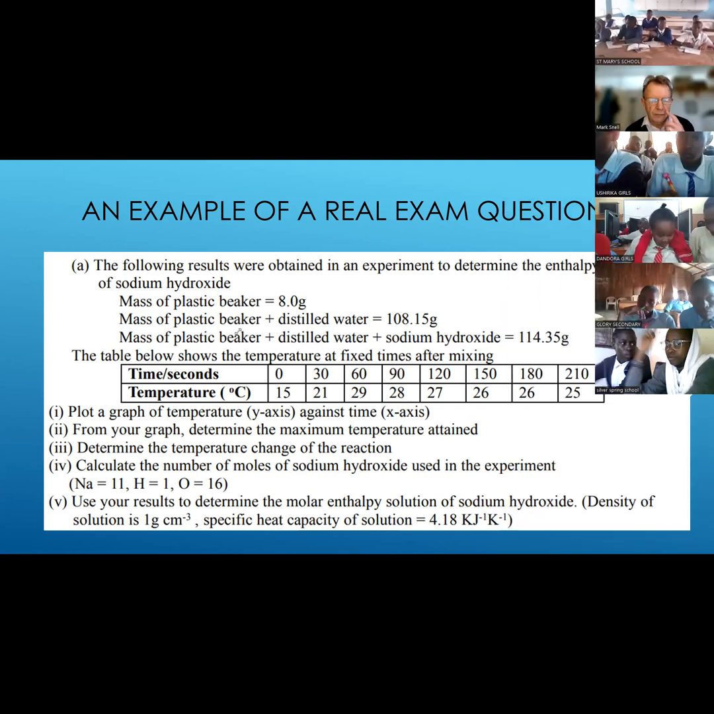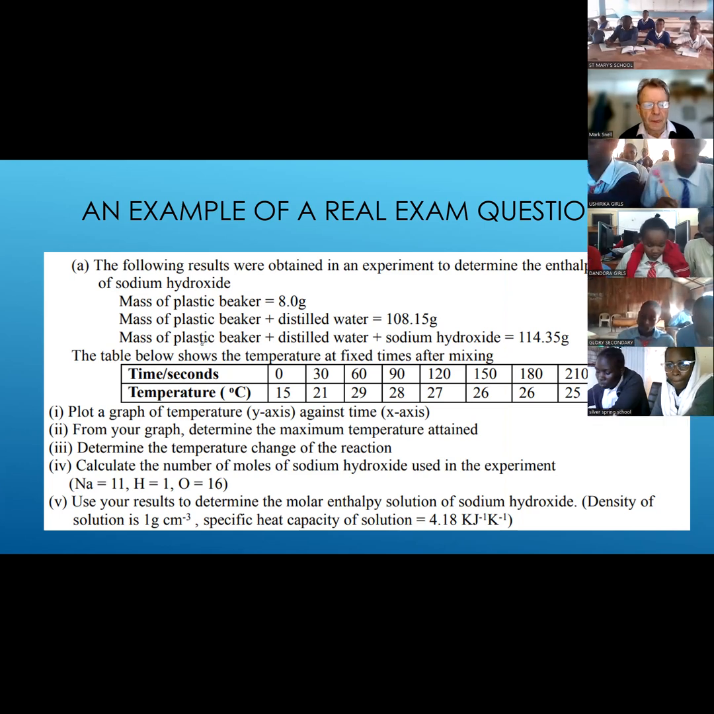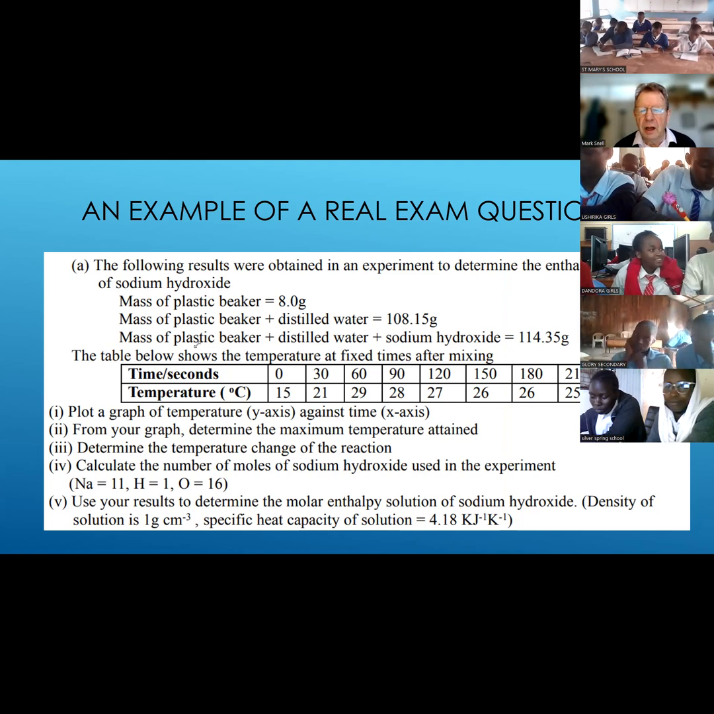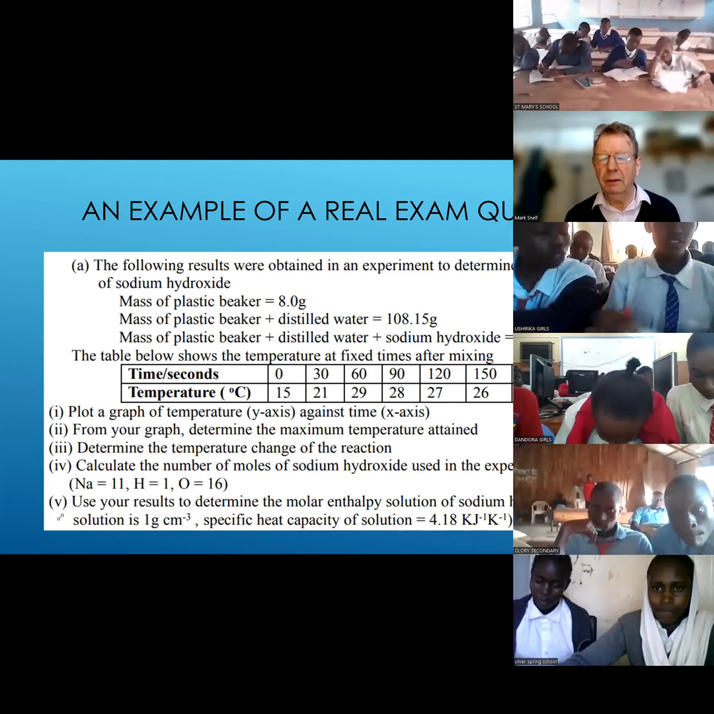Okay, I hope you've got a graph now and you now have the maximum temperature. Now you need to know the temperature change. You can work out the mass of sodium hydroxide used, and then you have to work out Q. That's the mass of the water, which is around about 100, times your temperature change, times, at the bottom here, it tells you that specific heat capacity is 4.18. In this case, they want you to use 4.18. Okay?